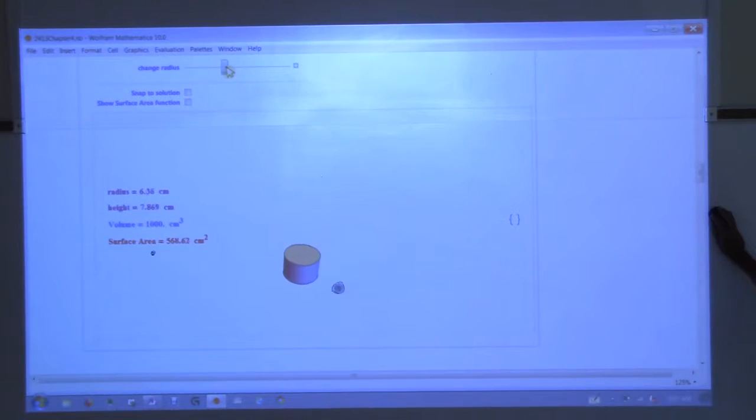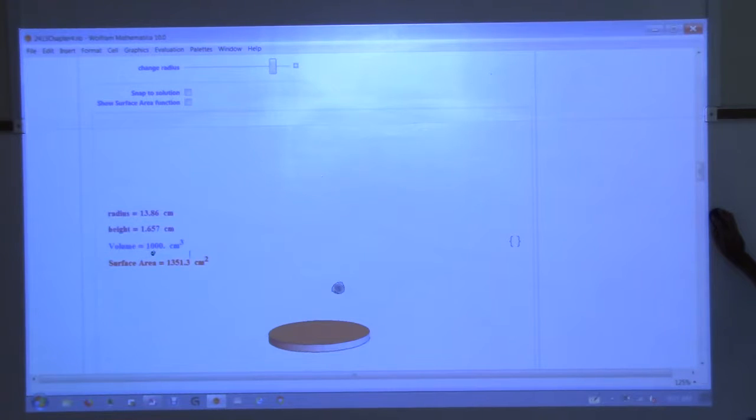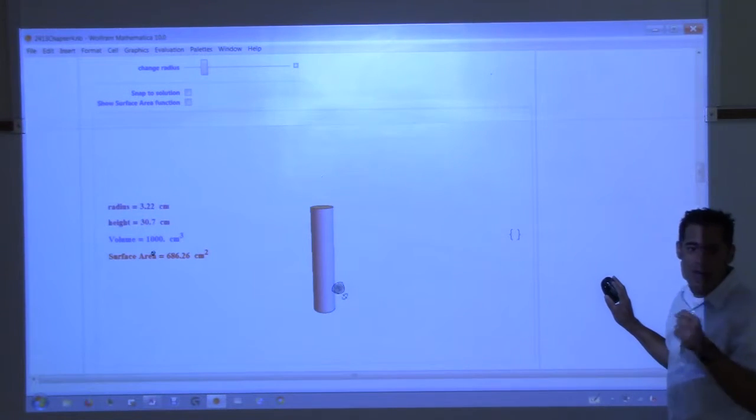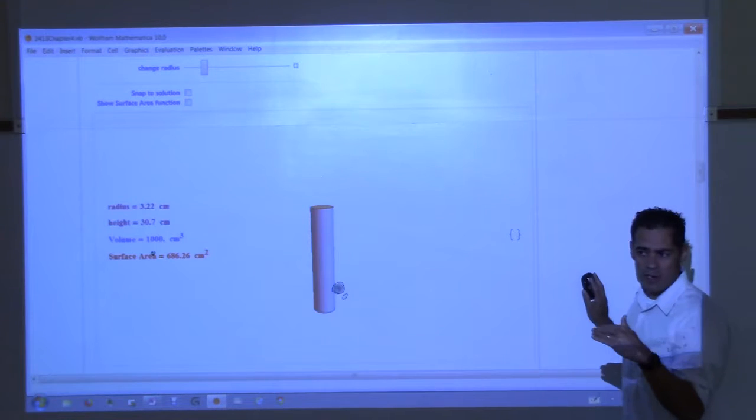And then I could go to the other extreme where I make this can really flat and wide like this. But look at my surface area, it's grown, right? 1,300. So somewhere in here, 500 something is our least amount of surface area, right? Understand the problem? Now, the task that we have is to come up with a function that we're going to optimize, to find either the highest or lowest point on. In this case, we want to find a minimum value because we're trying to minimize the surface area.